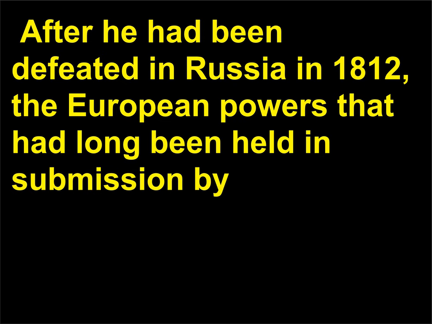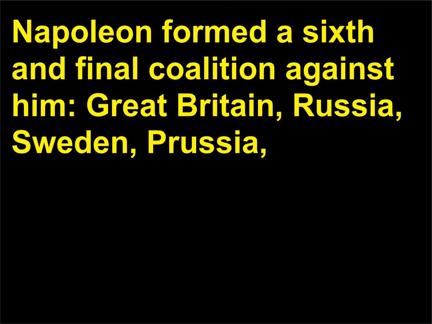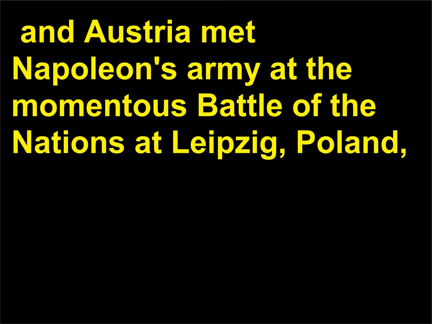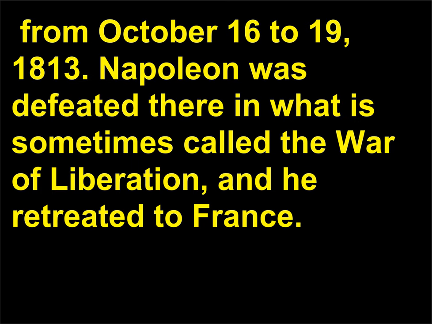Napoleon formed a sixth and final coalition against him. Great Britain, Russia, Sweden, Prussia, and Austria met Napoleon's army at the momentous Battle of the Nations at Leipzig, Poland. From October 16 to 19, 1813, Napoleon was defeated there in what is sometimes called the War of Liberation, and he retreated to France.